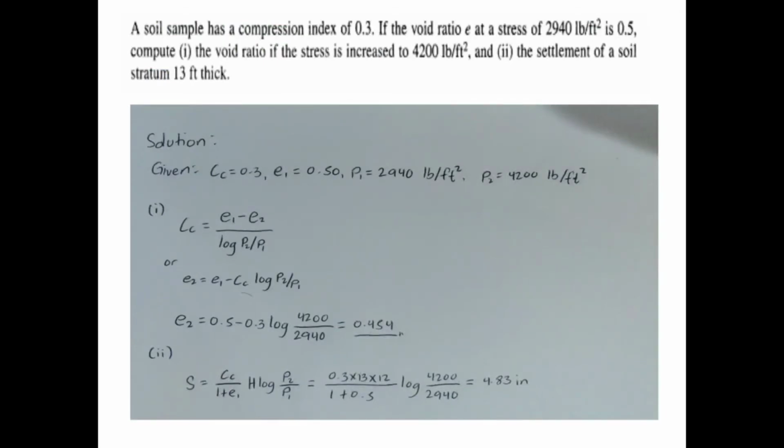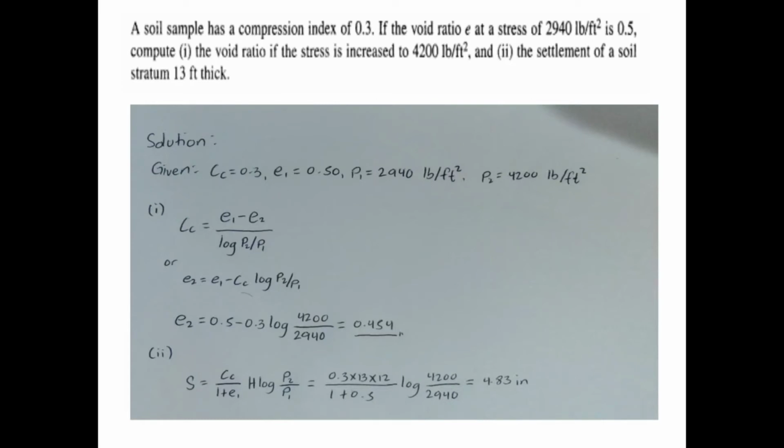Second example is a soil sample has a compression index of 0.3. If the void ratio e at a stress of 2,940 pounds per square foot is 0.5, compute the void ratio if the stress is increased to 4,200 pounds per square foot, and the settlement of a soil stratum 13 feet thick. So given is compression index equals 0.3, void ratio equals 0.5, stress P sub 1 equals 2,940, and P sub 2 equals 4,200.